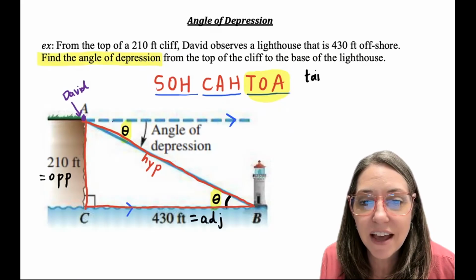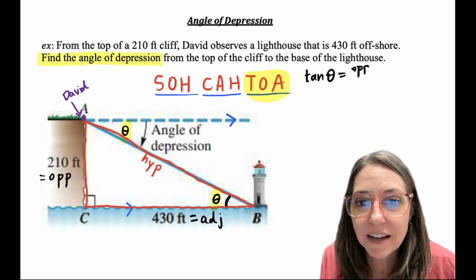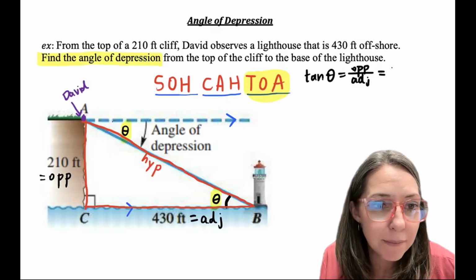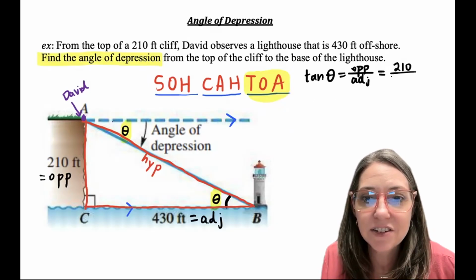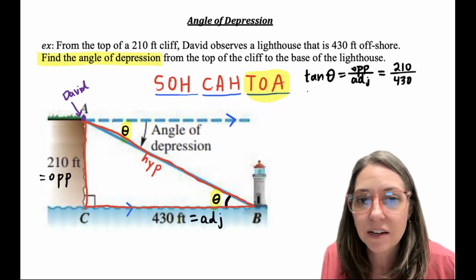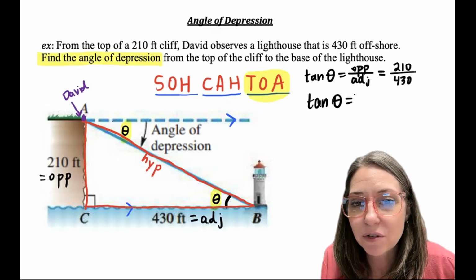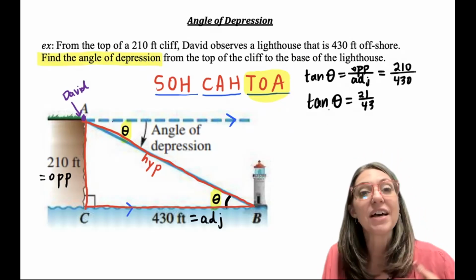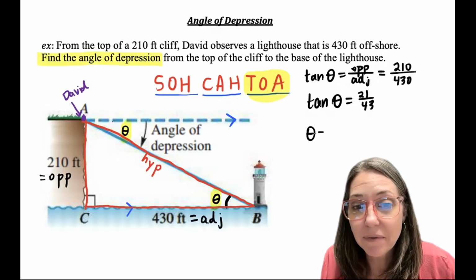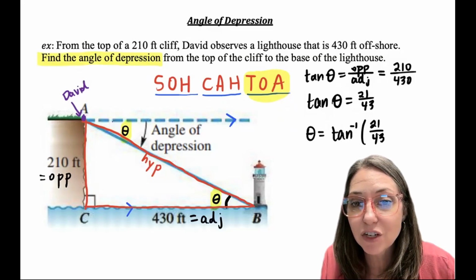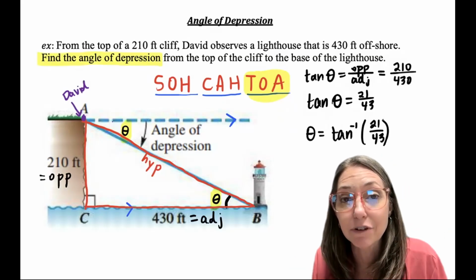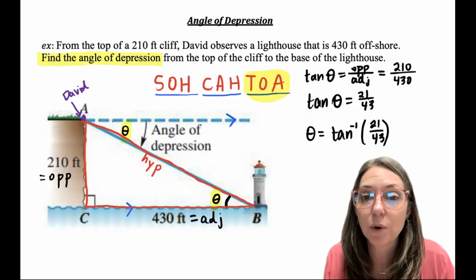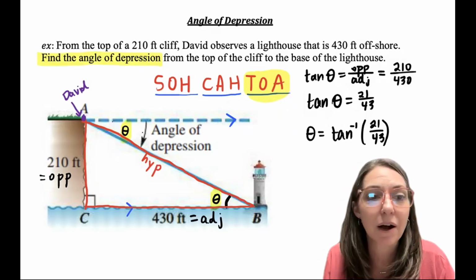So tangent of the angle theta is equal to the opposite side divided by the adjacent side, that ratio. Well, in this example, the opposite side is 210 feet and the adjacent side is 430 feet. Let's rewrite that and reduce it a little bit. That reduces to 21 over 43. Well, to find theta, we need to use then inverse trig. So theta is equal to tangent inverse of 21 over 43. Because remember, the inverse trig functions reverse, really any inverse function reverses the input and output. So the 21 over 43 becomes an input, theta becomes the output.